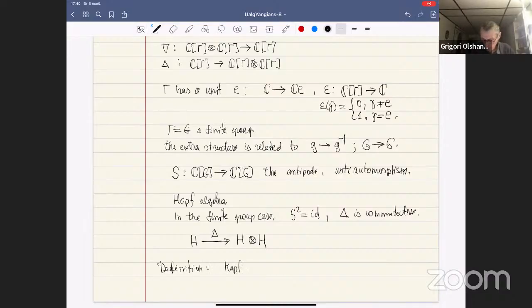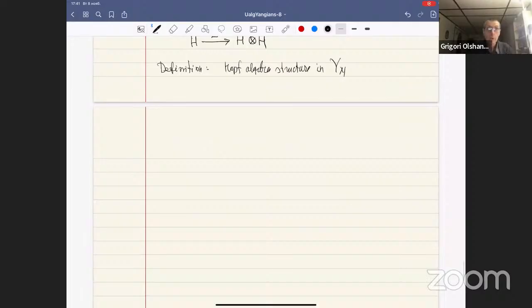But now I want to introduce the Hopf algebra structure in a Yangian, which is not co-commutative, and the square of the antipode is not the identity. Let me at least start the definition. So what we need is to introduce the coproduct.